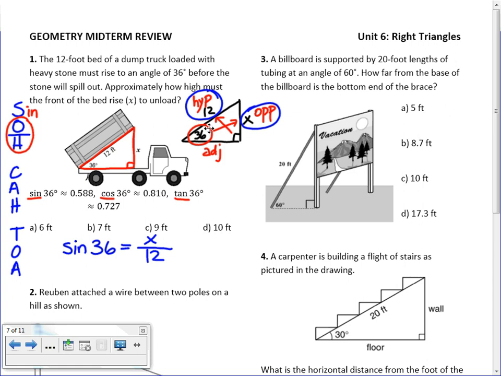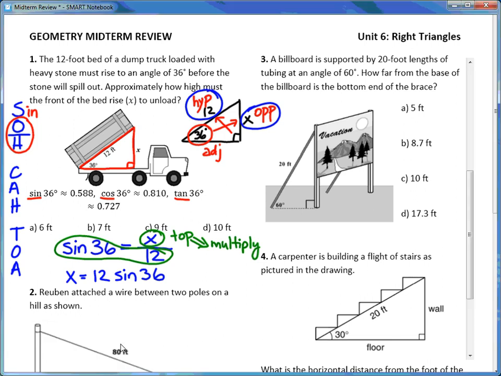Now I solve the equation. To solve the equation, I'll look to see where the variable is. The variable is in the top. If the variable is in the top, that means I multiply. Multiply what? I multiply the sine 36 times the 12, and that's going to give me my value for x. And I tend to write it just like that, where the 12 is out in front. Sine of 36 has to stick together.